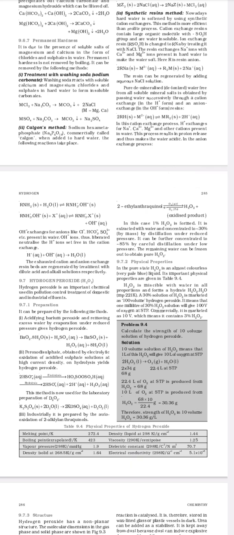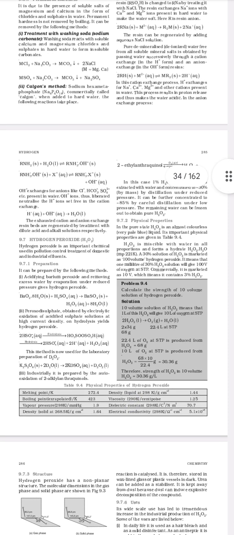In this case, 1% H2O2 is formed. It is extracted with water and concentrated to approximately 30% by mass by distillation under reduced pressure. It can be further concentrated to approximately 85% by careful distillation under low pressure. The remaining water can be frozen out to obtain pure hydrogen peroxide. Next is the physical properties of hydrogen peroxide.